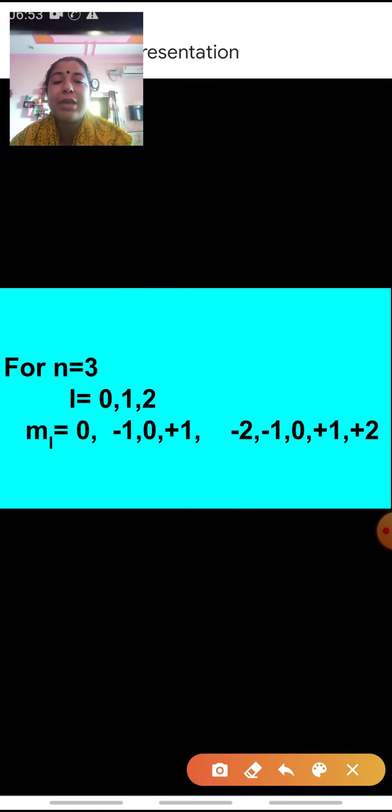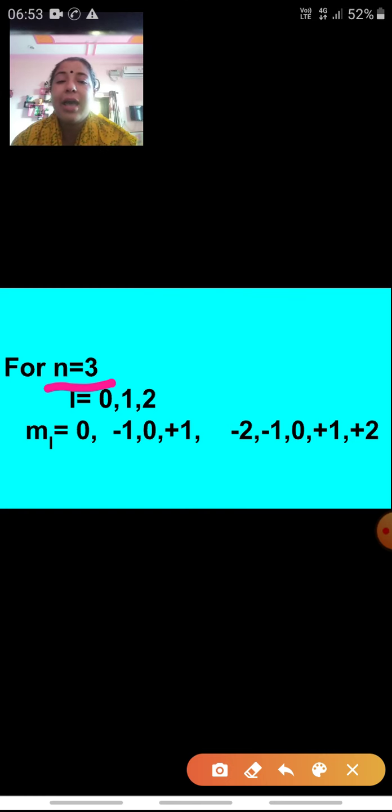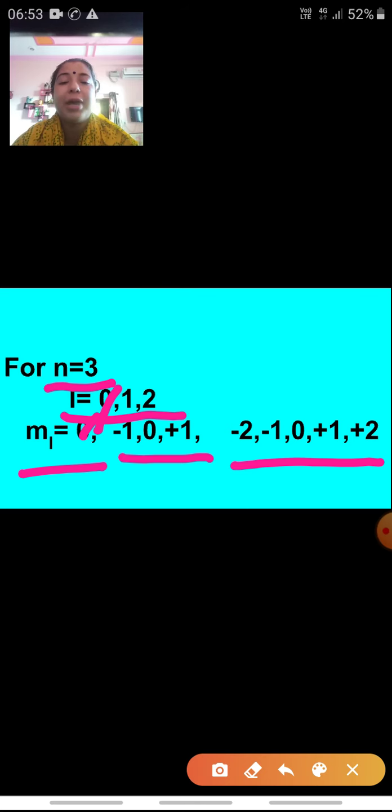Similarly, if the value of n is 3, L will be equal to 0, 1 and 2. That means from 0 to n minus 1. And ml will be, for L equal to 0, ml will be 0. For L equal to 1, ml will be minus 1, 0, plus 1. For L equal to 2, it will be minus 2, minus 1, 0, plus 1 and plus 2.